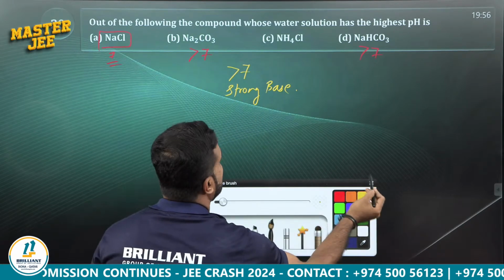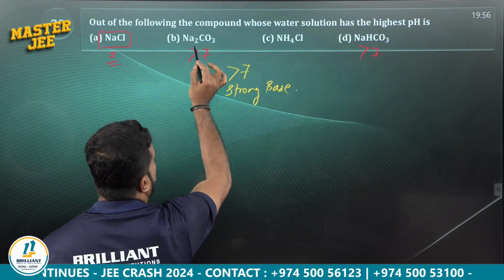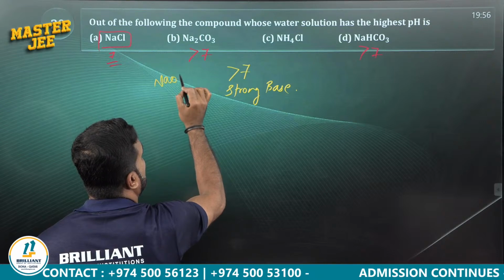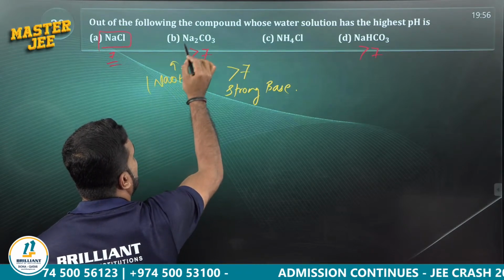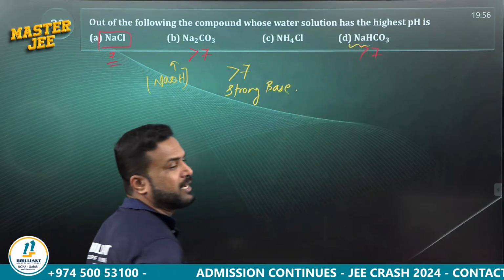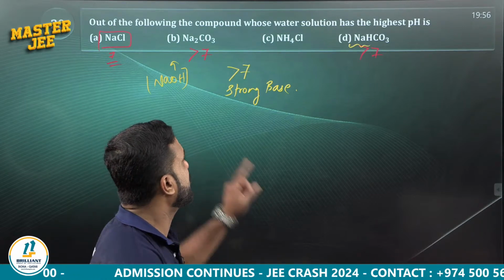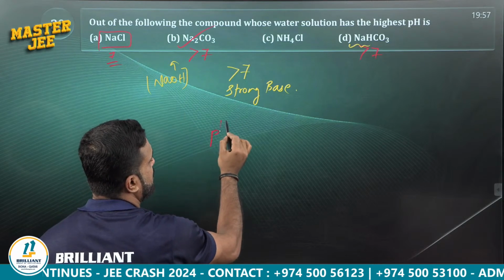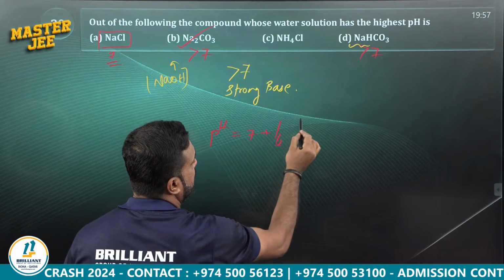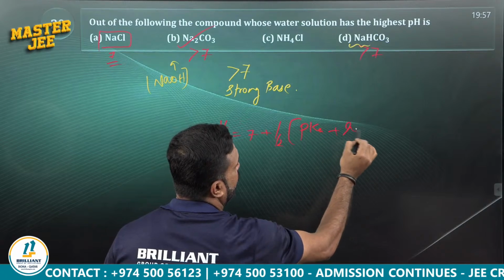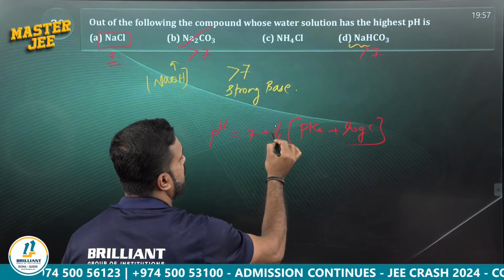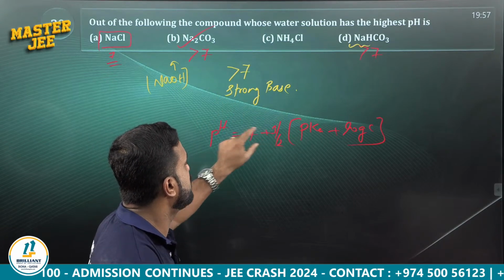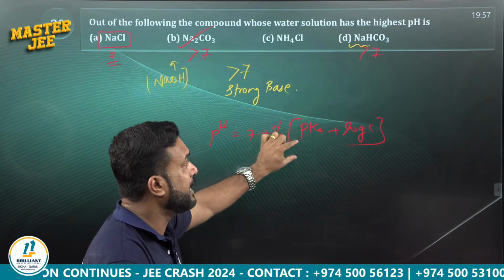Among B and D, which one is the right one? Here the concentration of NaOH should be more, because Na2CO3 means NaOH concentration should be more. Then only Na2CO3 will come. Here the concentration of the ion is less. Correct. So the correct answer is which one? B. We have an equation also for this: pH equals 7 plus 1 by 2 into pKa plus log C. Remember that equation is also there for JEE. You have to keep in mind for a salt of a weak acid and strong base. Based on this we have a few calculations as well.